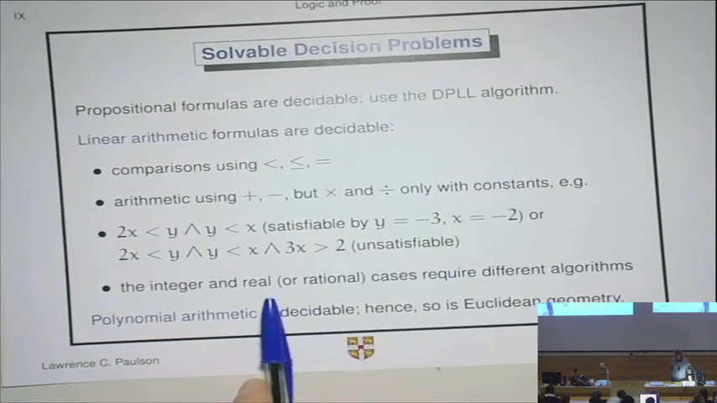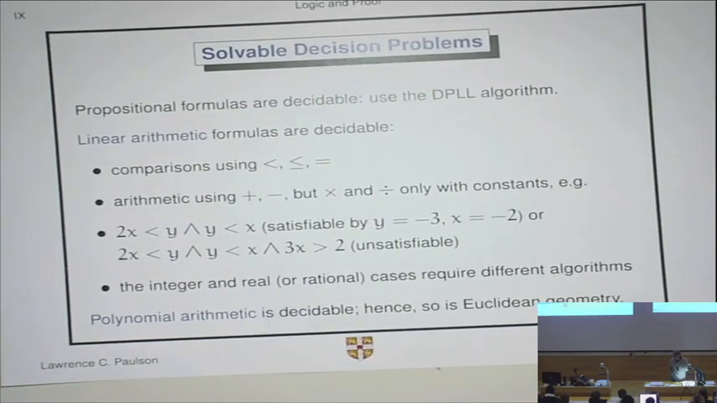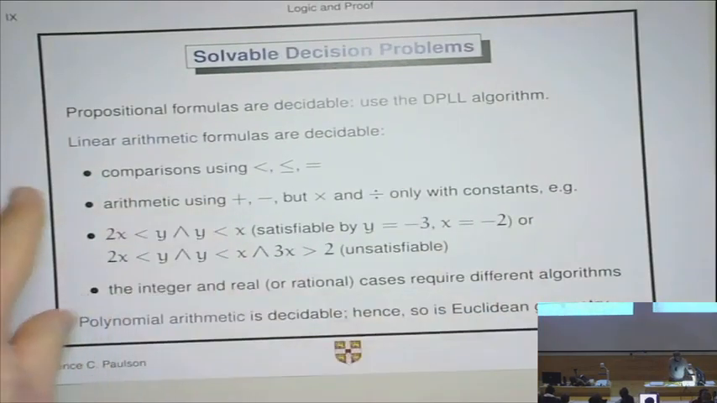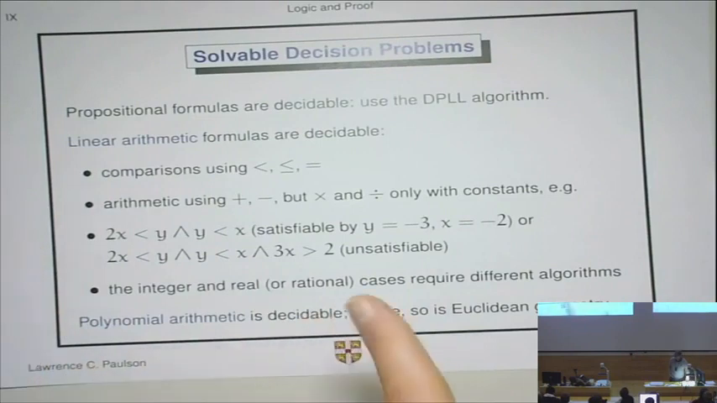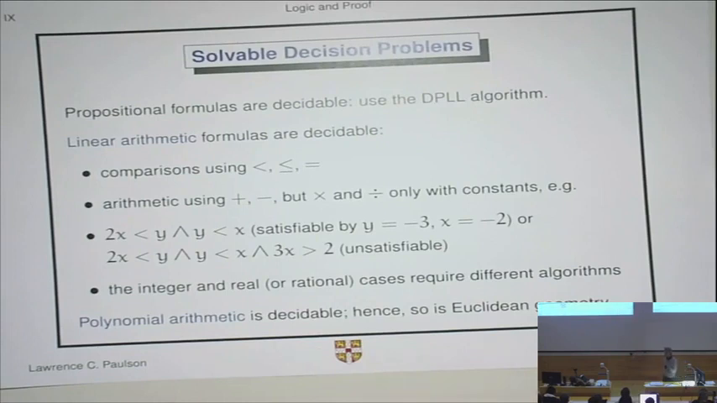in the real case, you could even do it with full multiplication and division, but it gets way harder. I probably mentioned already that the problem with real numbers, even with multiplication and division and quantifiers, is still decidable. And that means, in fact, you can encode Euclidean geometry in this language and now have an algorithm to solve any question in Euclidean geometry. So Euclidean geometry is actually a decidable branch of mathematics.